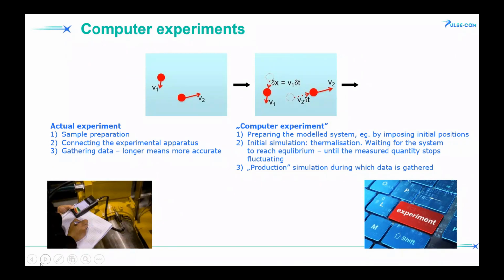And the computer experiment, in this case the molecular dynamics simulation, very much resembles this. The first step is to prepare the model system. You set some initial positions and velocities of the particles, of the atoms. Then you do some steps of the molecular dynamics for the system to thermalize, to reach thermal equilibrium, for instance, to forget the initial conditions that were imposed on the system, until some quantity that you want to calculate stops fluctuating. Well, it doesn't stop fluctuating, but it stabilizes. And when it stabilizes, you start gathering the data, and this is your production run, which directly corresponds to gathering the data. The longer you run the simulation, the more accurate your outputs will be.